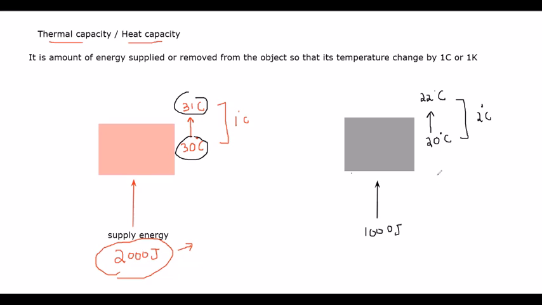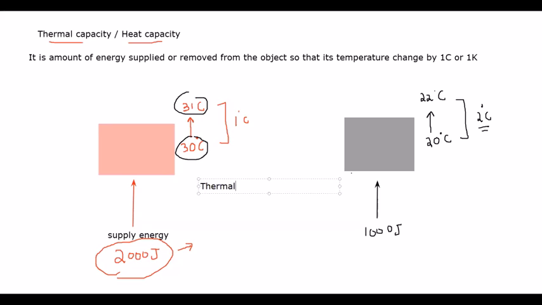So what is the thermal capacity? Thermal capacity means the amount of energy required to change the temperature by 1 degree. So how will we get the thermal capacity here? If 1000 joules is causing a 2 degree change in temperature, what is the energy which causes a 1 degree change in temperature? So how to get this?